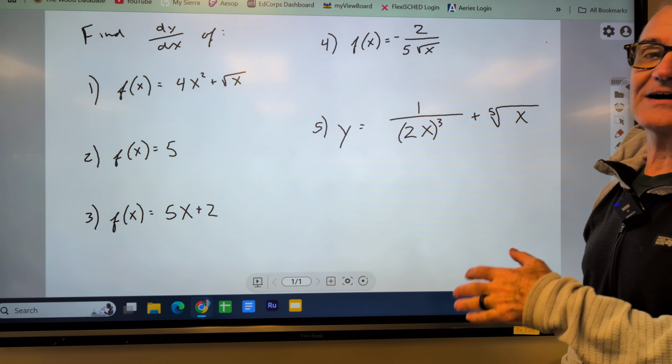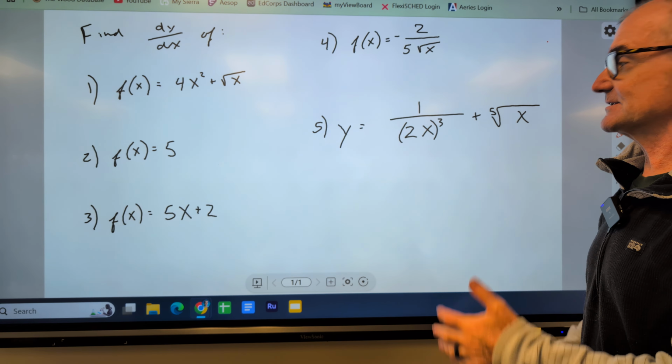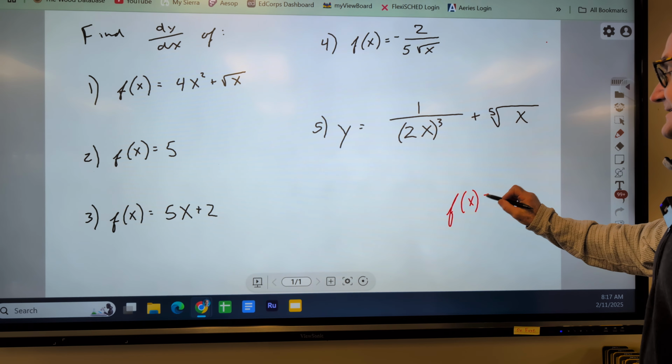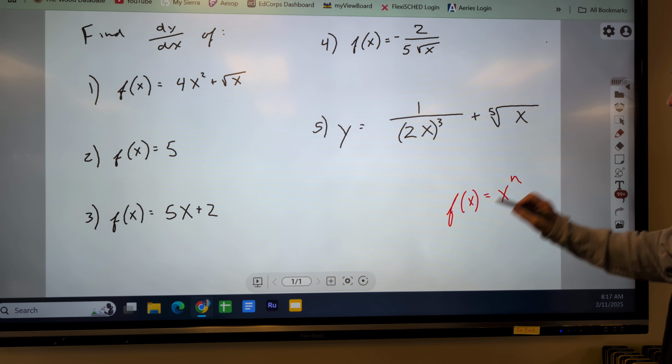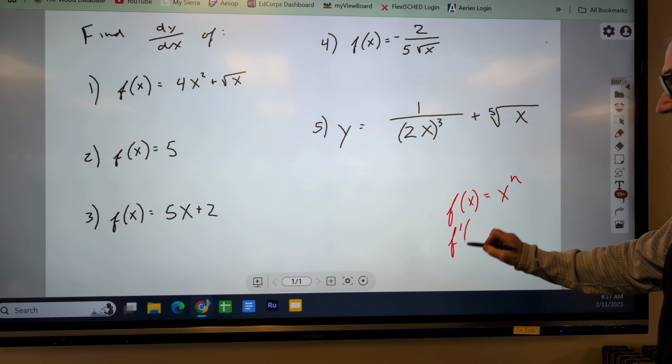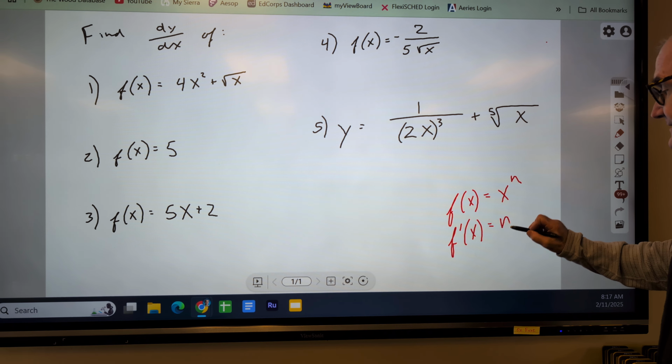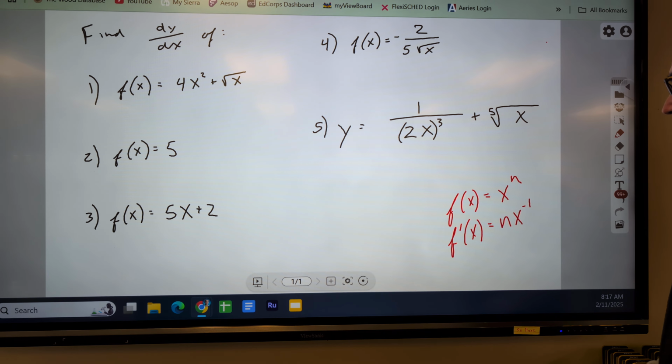Short video on finding the derivative or the slope. The definition is if my function is equal to x to the n, the derivative of that function is you bring that n down in front and you subtract 1 from it.